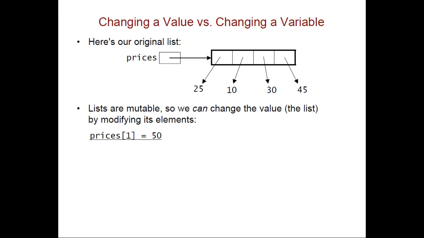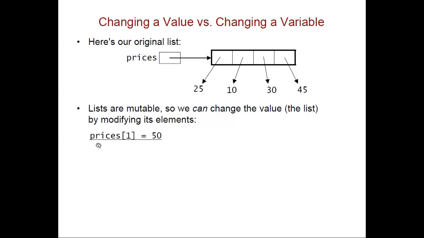What about when I have a list? Well, because lists are mutable, I can change the internals of the list. We already talked about that. And here's what it would look like in memory. So here's my original list of prices. And again, we have a collection of references to the individual values.